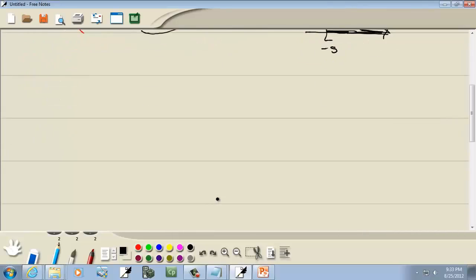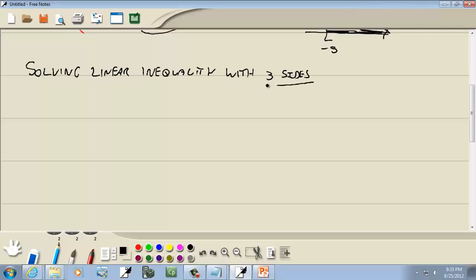Okay, let's look at a linear inequality with 3 sides. So solving a linear inequality with 3 sides. Those are referred to as compound inequalities, but there's 2 different types of compound inequalities, so I want to put that in this manner. Okay, now at any step, combine together like terms, combine together numbers.